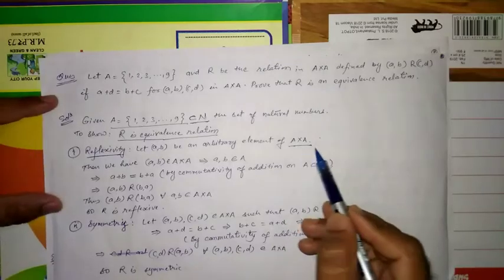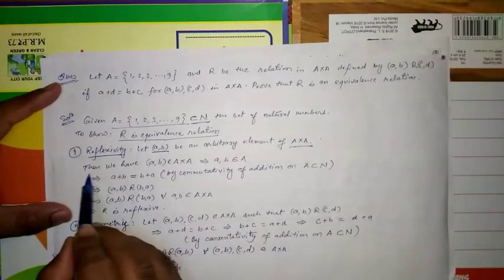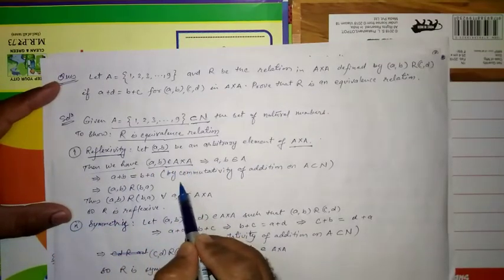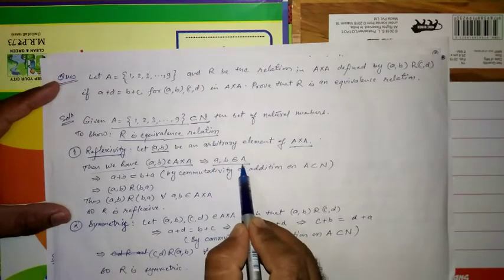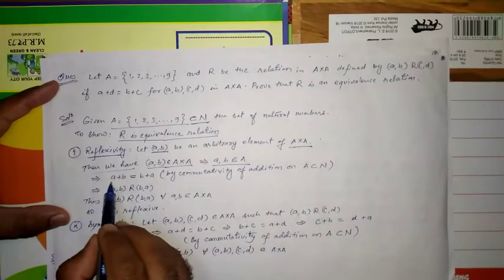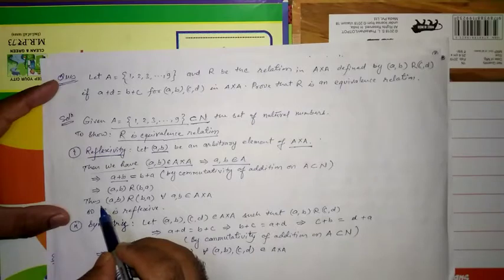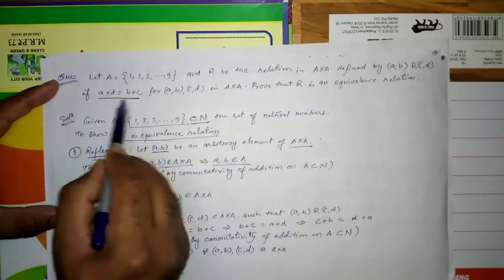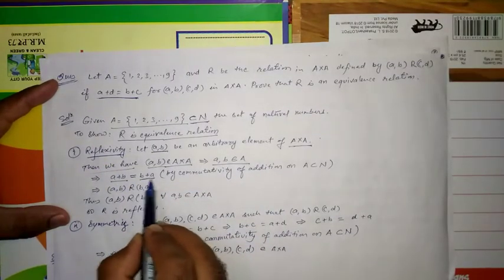AB, this AB we are finding. Then we have AB that belongs to A cross A, definitely, that is AB belongs to A. Therefore we can say if A plus B, if we do, why we are doing is, because they have mentioned the criteria that A plus B is equal to B plus A.